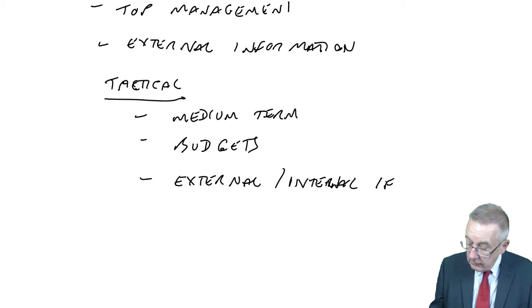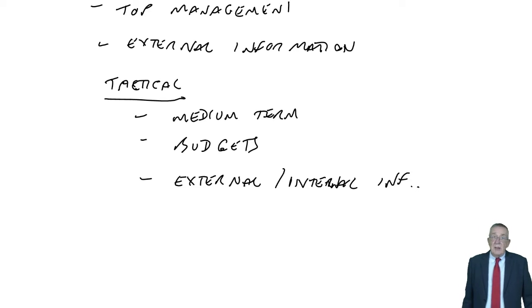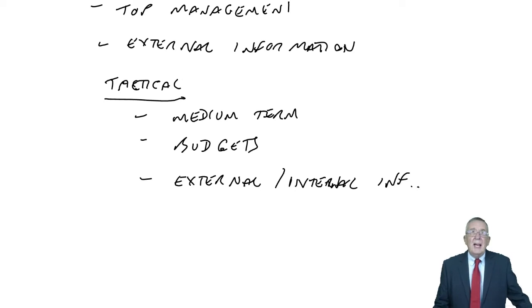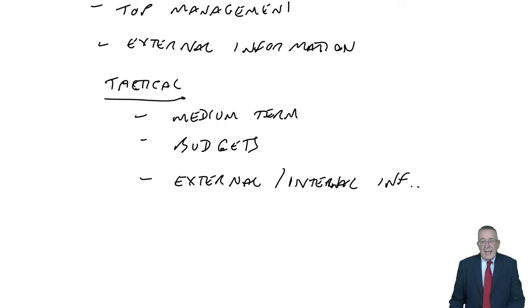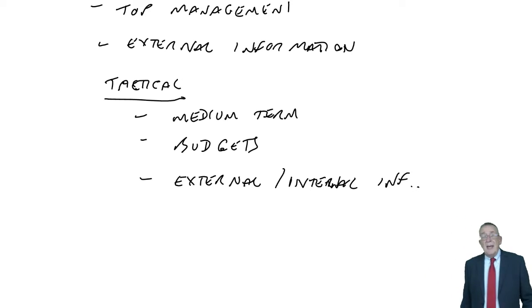External and internal. So, internal information, we know how much we pay our workforce, for instance. That's internal. Things like selling prices, we will need to look at what competitors are charging. That's external.